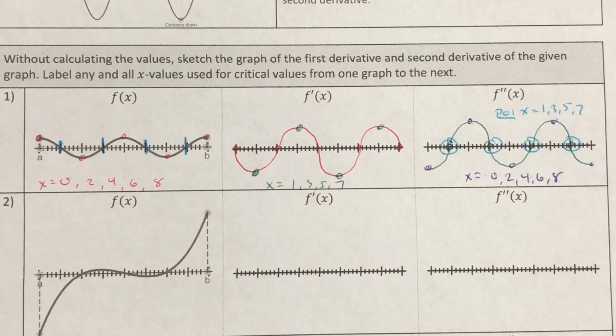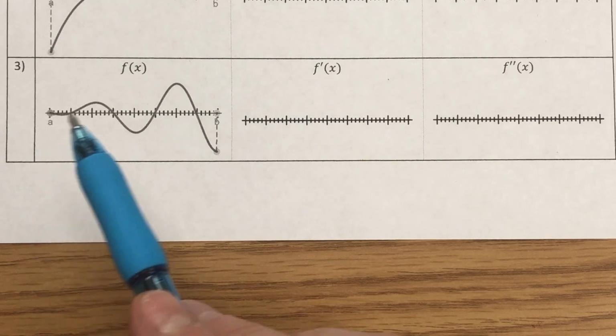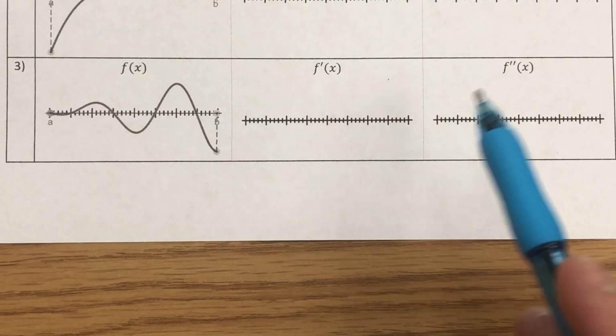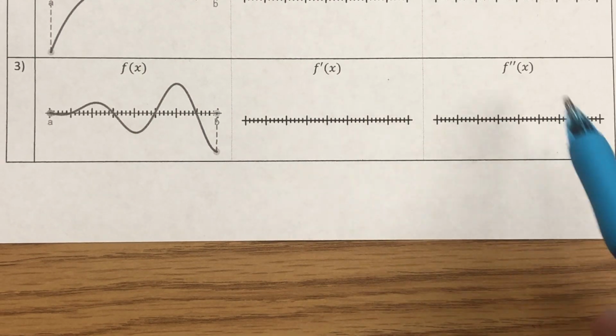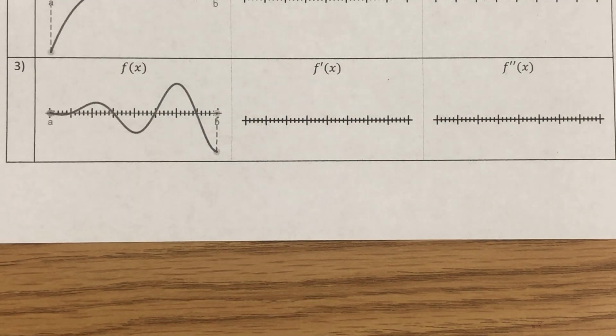But now that you've seen it done once, why don't you go ahead and try out number 3. Take a look at this function, graph its first and second derivative, and find the zeros of the second derivative to label exactly where those points are on the first one. Pause the video, unpause it when you're done, and see all you did.